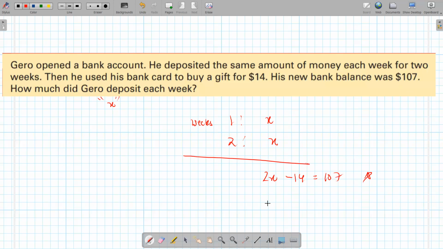So now let's solve this equation for X. Instead of subtracting, you'd add 14 on both sides. Why? Because it completely cancels out here, and 107 plus 14 is 121. Now you divide by 2. 121 divided by 2 is 60.5, and that's the answer. So he deposited $60.50 each week for 2 weeks.